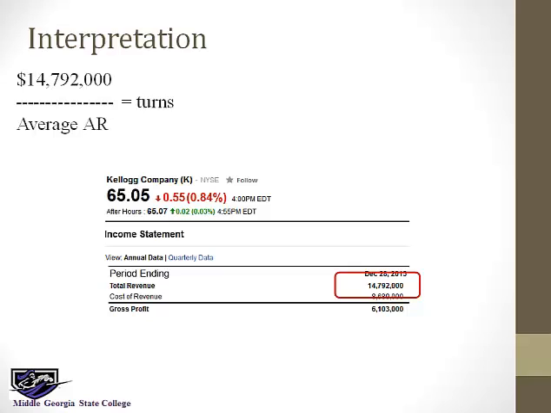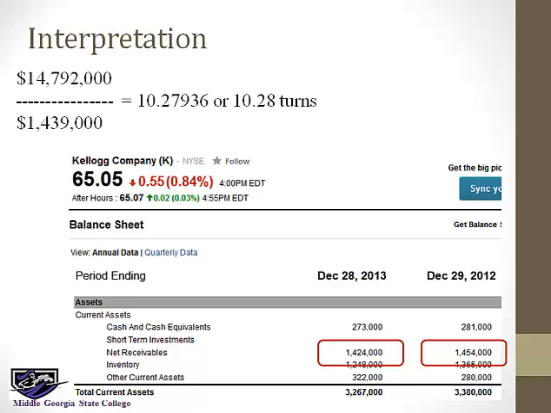Let's compare General Mills to Kellogg's to see how they look. So here is the sales for Kellogg's. They didn't give us credit sales, so we're going to use total sales, which is consistent with what we did to General Mills. Let's go get the average accounts receivable. So we took this year and last year, added it together and divided by 2. So that gave us our average accounts receivable. And so we have turns of 10.